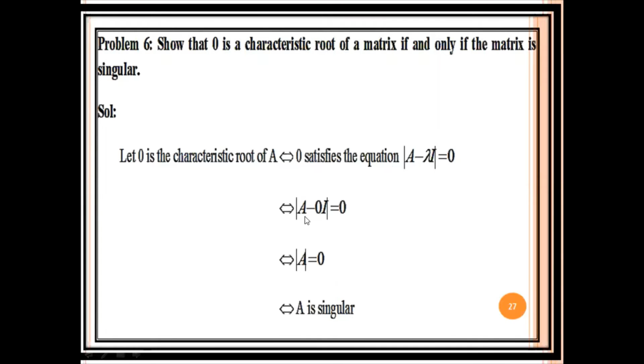Since it is if and only if, at a time we are proving both conditions. That is, determinant of A minus 0 I is equal to 0, which is nothing but determinant of A is equal to 0. So determinant of A equal to 0 means A is singular, right? So at a time we proved the if and only if condition.